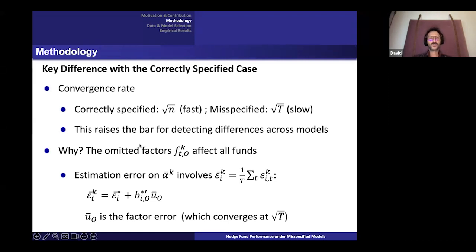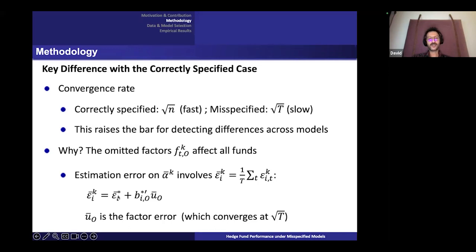And why is it the case? Because the omitted factor that is not present in the misspecified model will affect all funds. And this can be seen simply from the estimation error of, for instance, the sample mean or the cross-sectional mean here that involves the cross-sectional residual, which can be decomposed in two parts. One part is from the well-specified set of factors, and this vanishes as N grows.